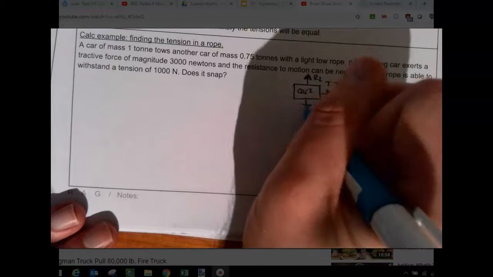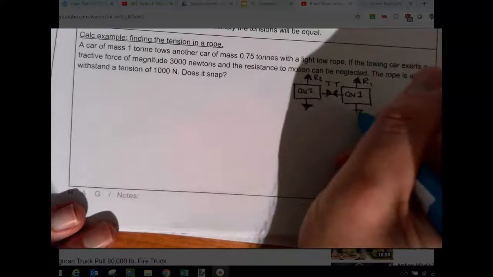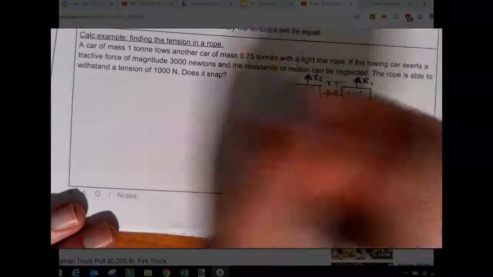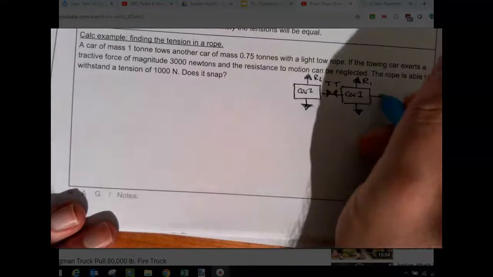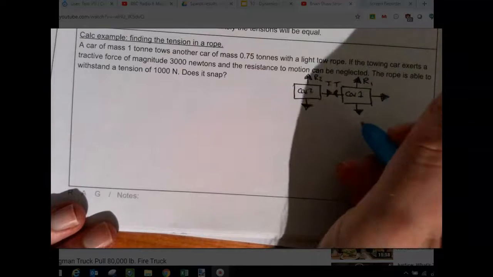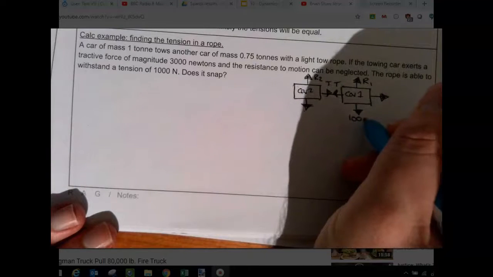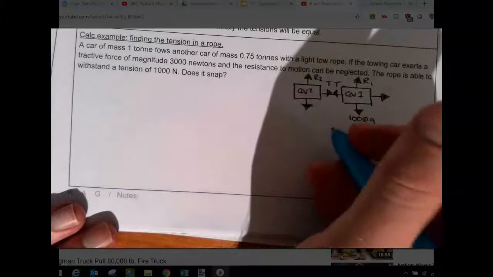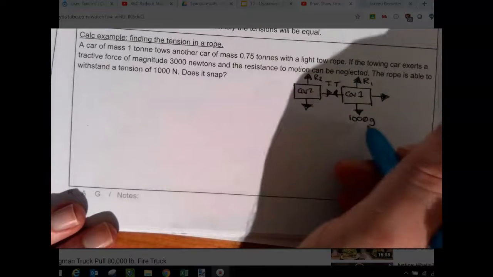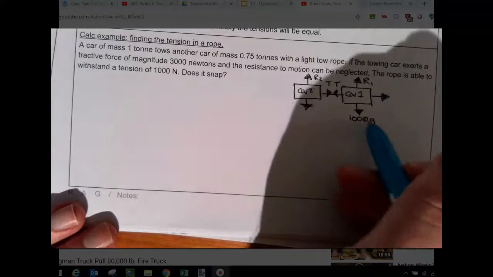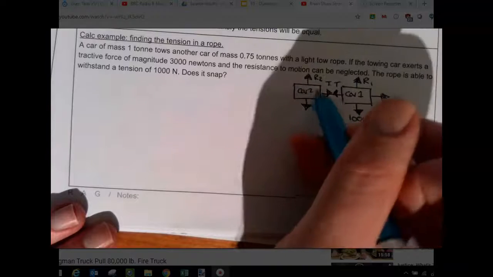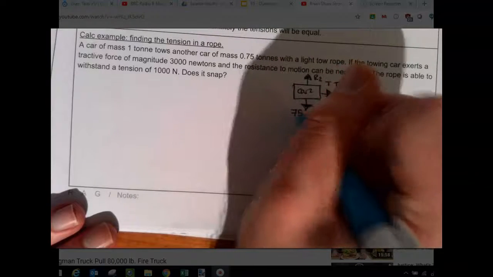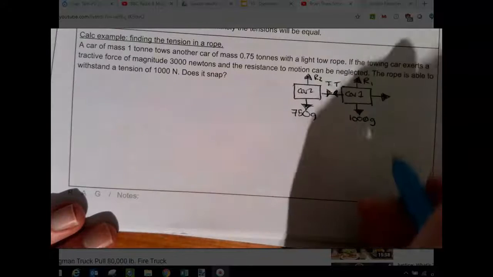And then 1 ton is 1,000 kilos. So the first car, the one that is pulling, is 1,000 newtons. So that would be 1,000 G. And the other one's 0.75 tons. Sorry, did I say newtons? I meant kilograms. 1,000 kilograms, so 1,000 G. And 0.75 tons here is 750 kilograms, so that's 750 G.